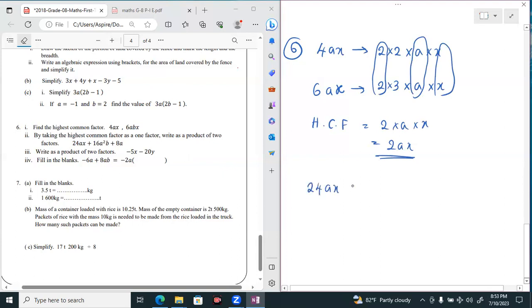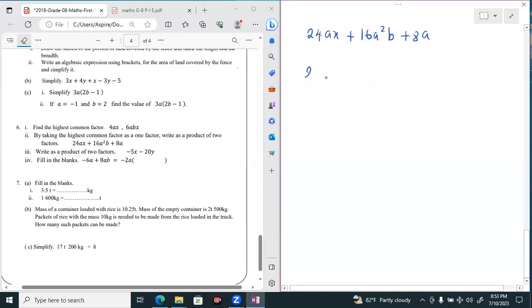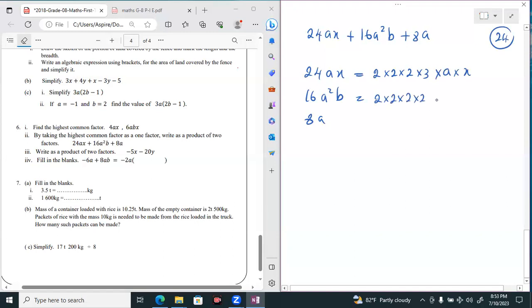24ax add 16a squared b add 8a. In such cases, it is better to write 24ax, 16a squared b, 8a. Then 24 can be written as 2 into 2 into 2 into 3. If you can't identify directly, divide 24 by prime factors, a into x. 16 can be written as 2 into 2 into 2 into 2 into a into b. 8 is 2 into 2 into 2 into a.